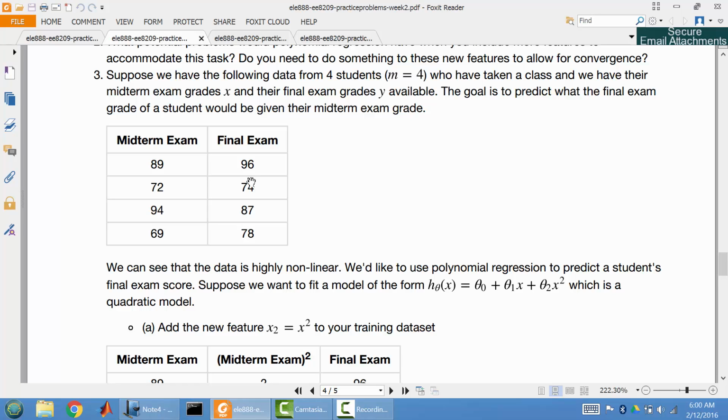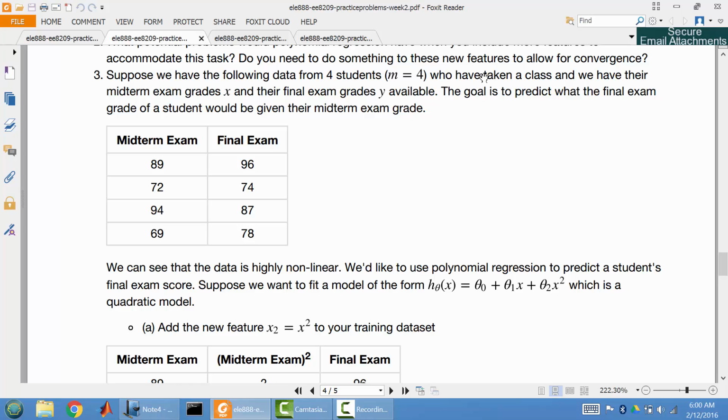So we're going to try to fit a quadratic model to this data. We're going to introduce one feature, which is just the midterm exam by itself. And then we're going to introduce another feature, which is the midterm exam squared, so that you're able to fit a nonlinear polynomial model to this data.